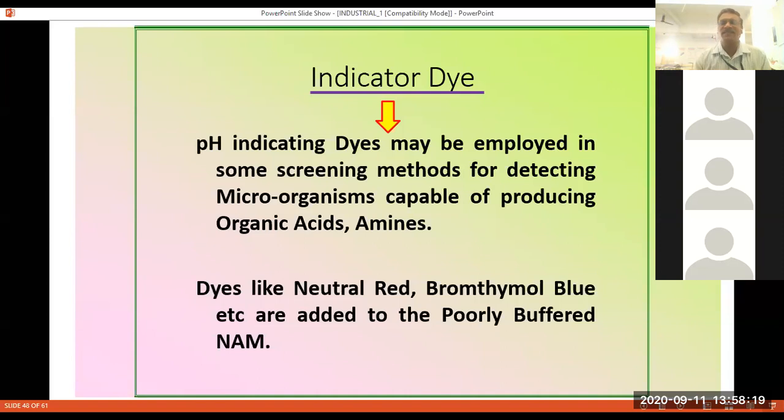Or utilizing amines, either primary, secondary or tertiary amines, and so on. Now, which types of dyes are present in our microbiology laboratory? I am talking about the microbiology lab. Dyes like neutral red, bromothymol blue, or bromothymol green are added to a poorly buffered medium. I'm using the word buffer. Buffers are solutions that resist changes in pH.